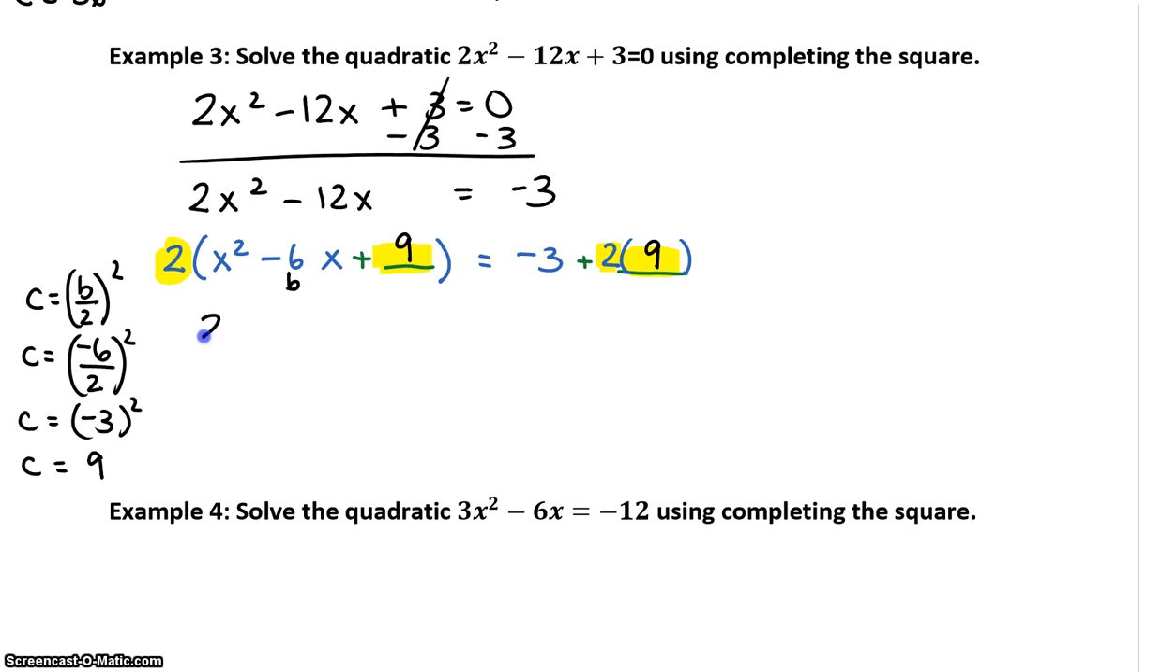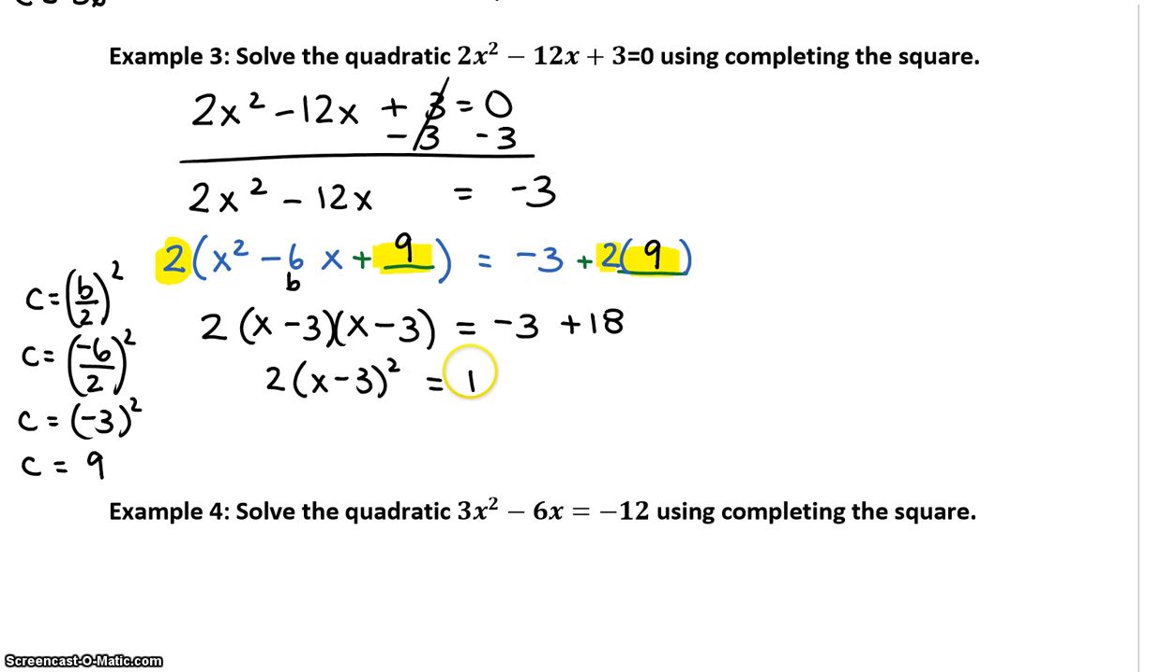We don't ignore the 2 because the 2 is still there, and we're going to factor out what we have. x and x, two numbers that multiply to 9 and add to negative 6 are negative 3 and negative 3. Notice they're always the same factor. Equals, we have negative 3 plus 18. And we continue. We have 2 times (x minus 3) quantity squared equals 15.